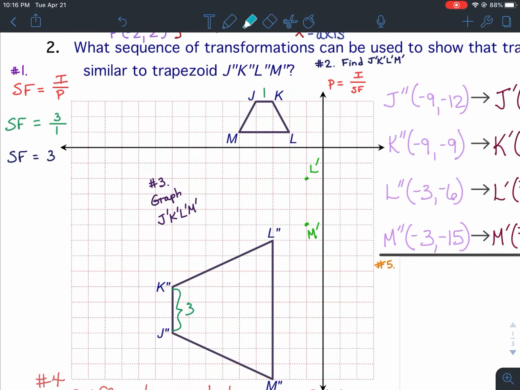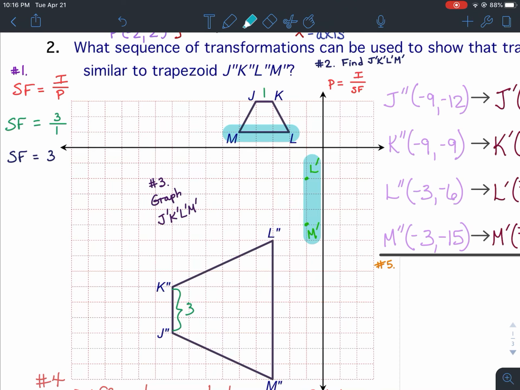Bellwork 21A, question 2, part 2. We already completed steps 1 through 3 where we found the scale factor, we found J prime, K prime, L prime, and M prime, and then you were to plot and label it. So we're going to take a look now at the orientation. So let's look at LM on our pre-image, and then let's look at L prime, M prime.